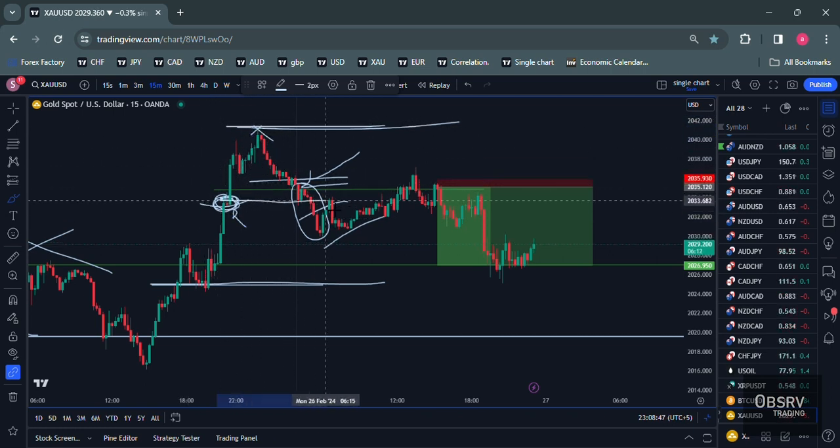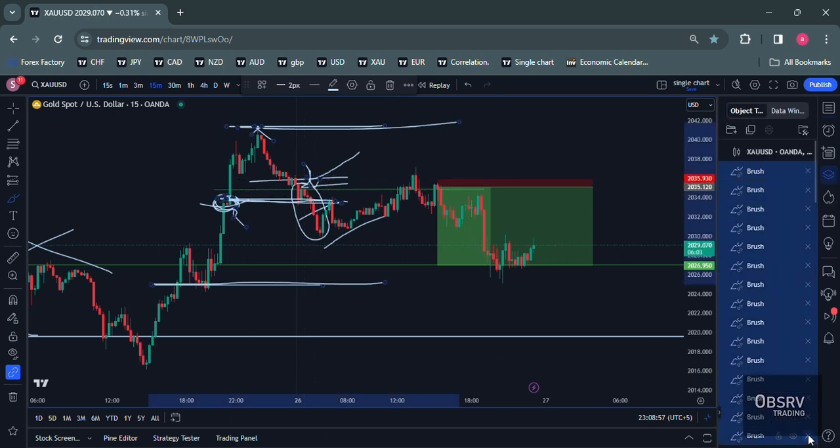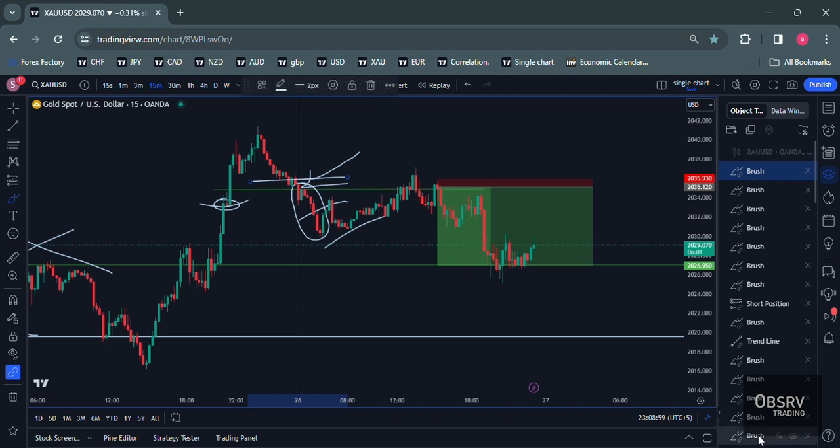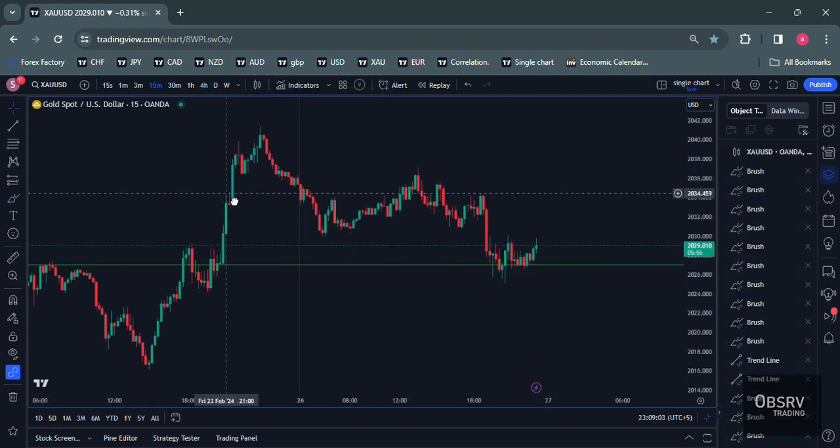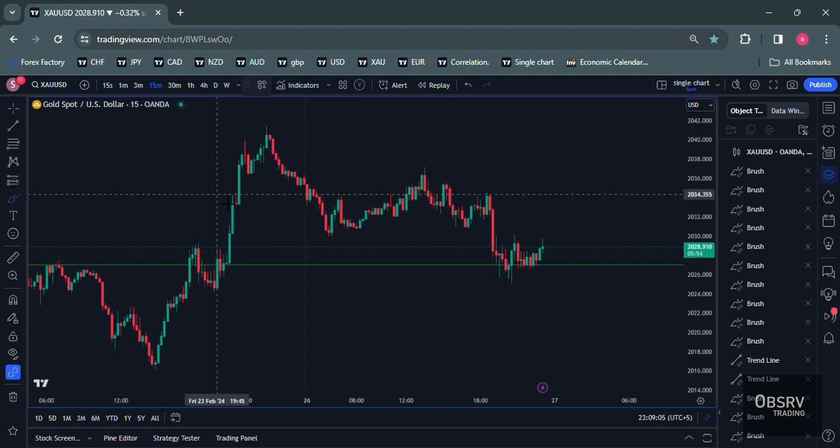If the buy has to happen again, it has to happen from hereabouts. It does not happen, and then the price fell lower, right? Let's just get rid of the extra brushes. Okay, cool. All right. So this little piece here is what I'm talking about.